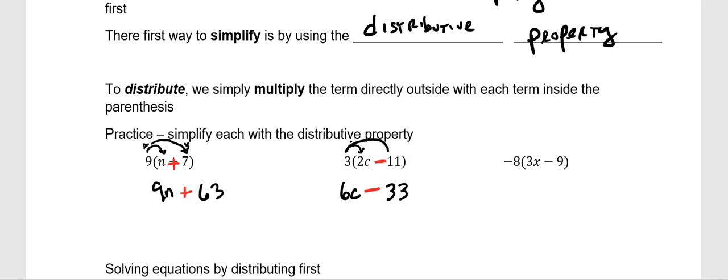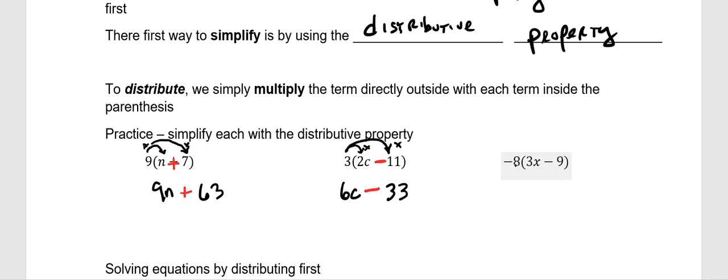So we have 3 times 2c, 6c. 3 times negative 11 gives me negative 33, but in the context of our final result, we read that as 6c minus 33. So the actual process itself, the jumping with the multiplying, is not the complicated part. The complicated part is really keeping track of the signs. And the more we do this, the more it'll make sense to us.